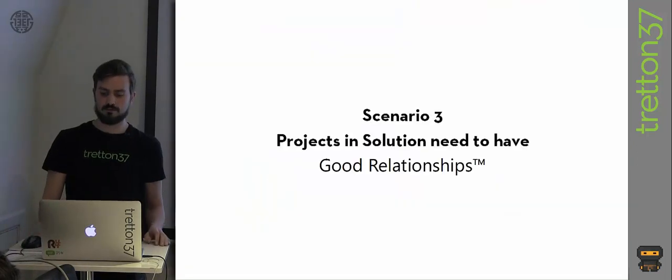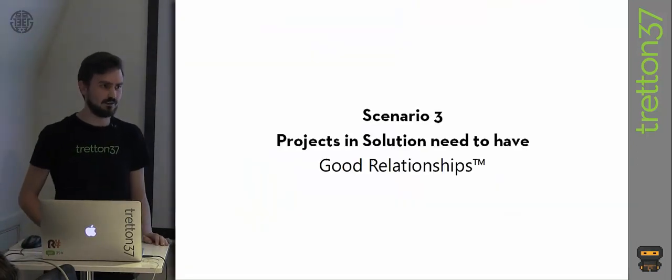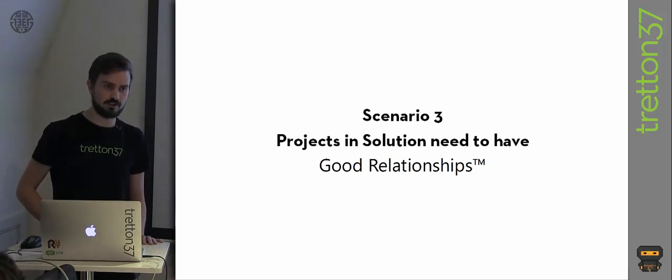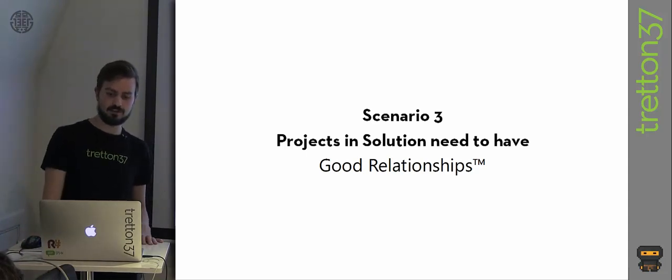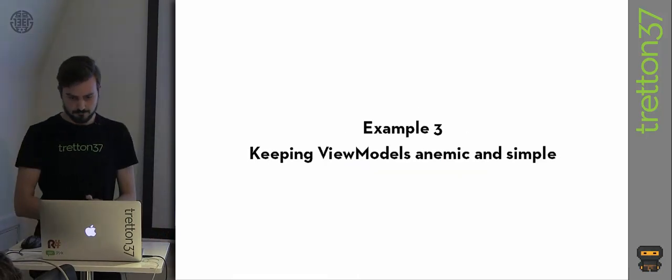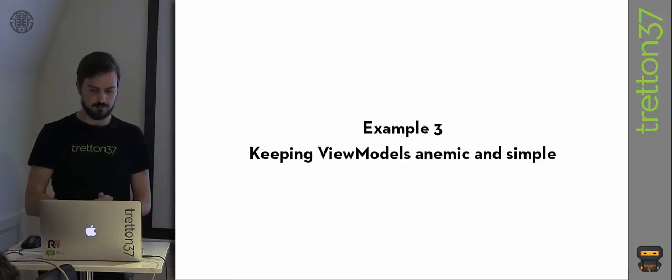Yeah. Scenario 3. In our project we have a few assemblies, a few projects, and we have rules for how those projects should interact with each other. So projects in a solution need to have good relationships. They need to speak to the right projects, and some projects they are not allowed to reference at all. So we have an example where we want to keep our view models anemic.